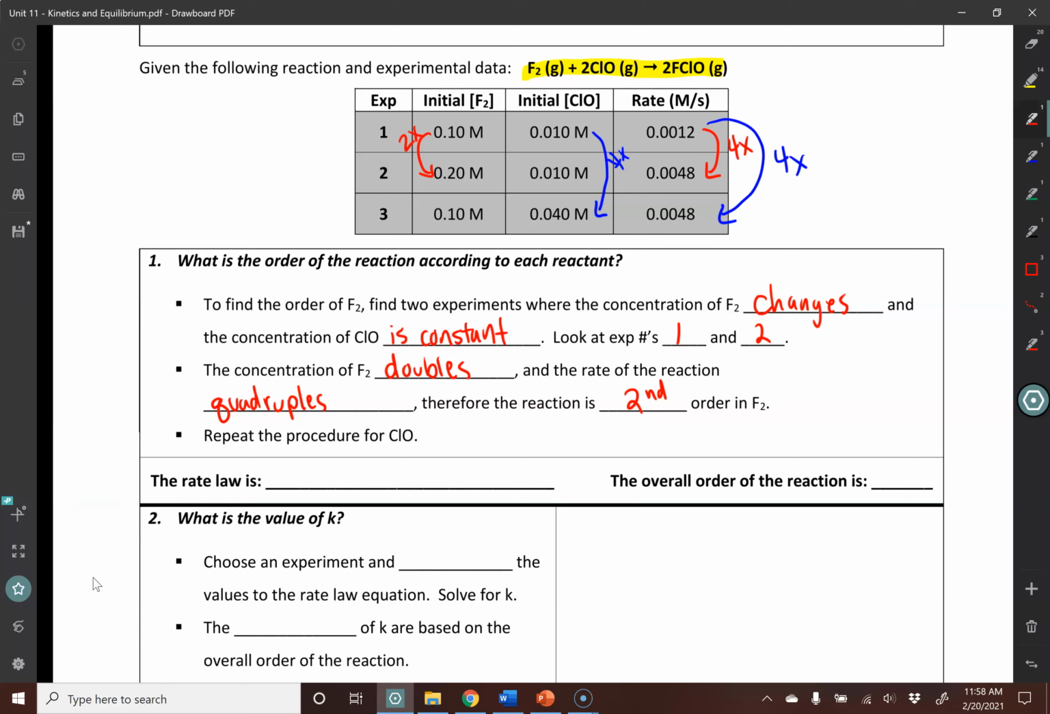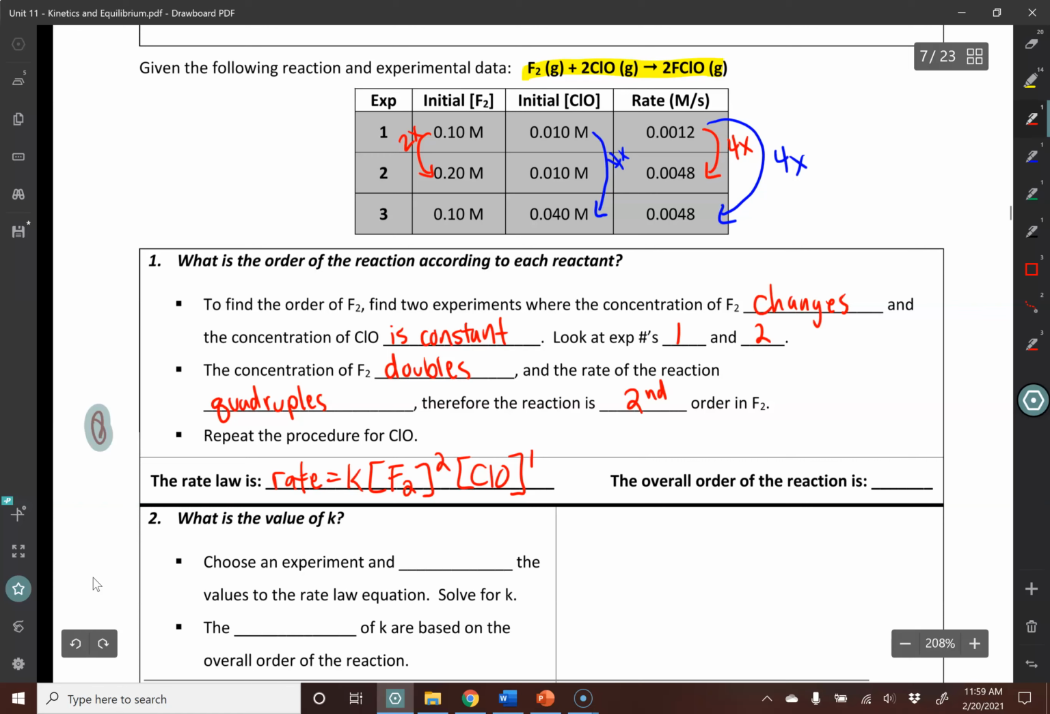When I go to write my rate law, they're all going to take on the same format. Rate is equal to some constant, K, times the concentration of F2 to the second, times the concentration of ClO to the first. Now I know that that 1 is not really required to be there. It's implied that it is a power or an exponent of 1 if you don't write anything. But when you go to find the overall order of the reaction, it's often helpful to have it written there.